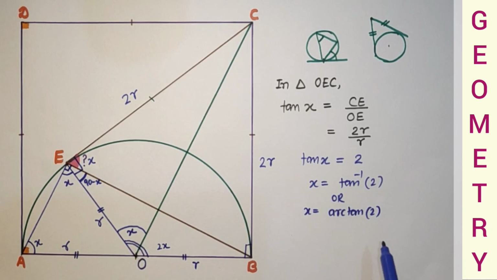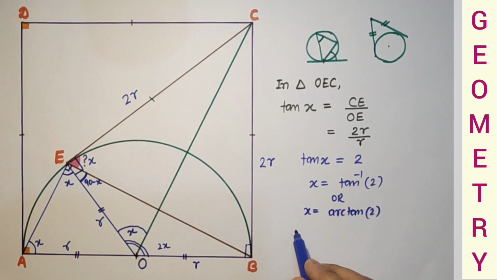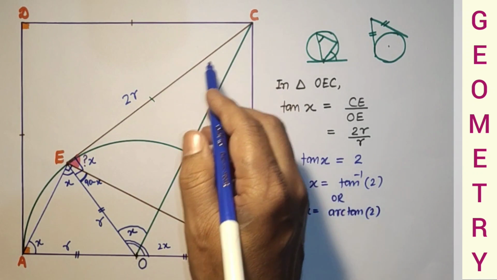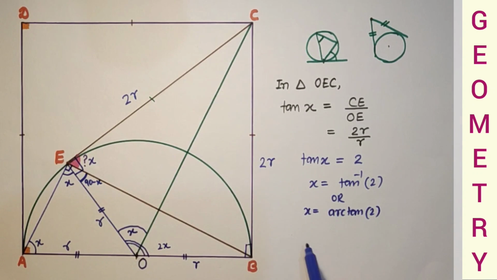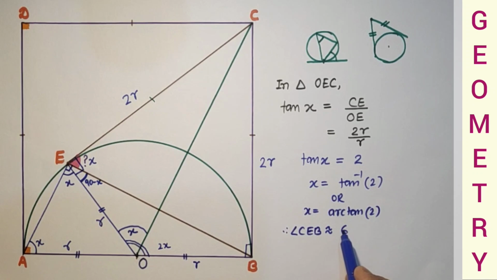And in degrees from the calculator, approximately this angle, which is equal to this angle, is equal to this angle, we need CEB. So therefore angle CEB, which is x, is equal to approximately 63.43 degrees, and this is the answer.